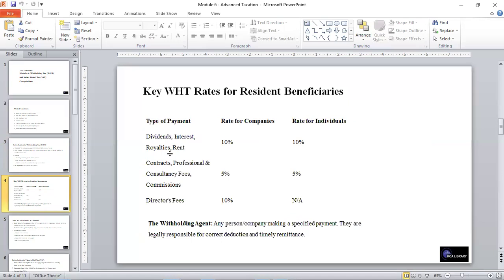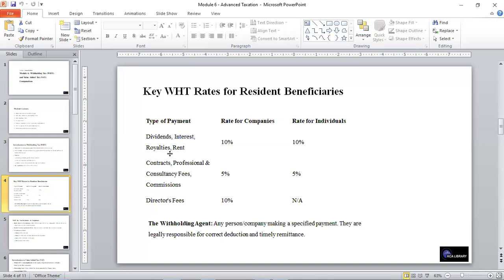Looking at the withholding tax rate for resident beneficiaries, we have the types of payment: dividend, interest, royalty, rent, and the rate for company is 10% and for individual is 10%. For contract, professional, and consultancy fees and commission, the rate is 5% for company and 5% for individuals. And for directors' fees, it's 10% for companies, and it is not applicable to individuals.